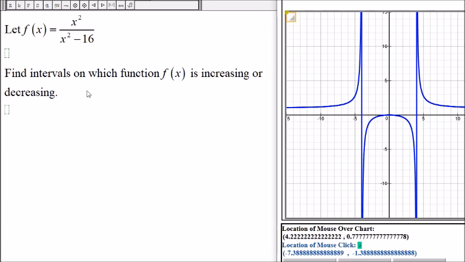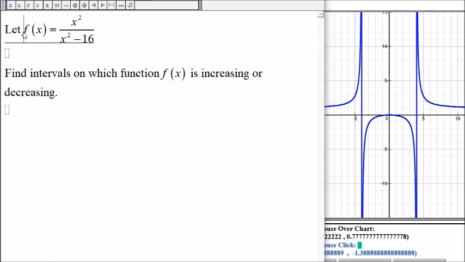And so that's what we want to find. We want to find where the graph is increasing and where it's decreasing. So first, find the derivative, and then find the critical numbers. And then that will tell us exactly what this value is and this value is.